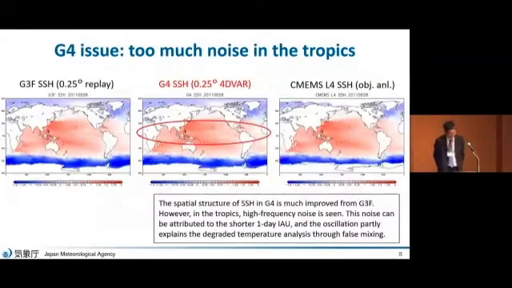So the issue of the G4 system is there is too much noise in the tropics. Although the movie is not very smooth, the spatial structure of SSH in G4 is much improved, especially in the mid-latitude. However, in the tropics, there is high-frequency noise. This can be attributed to one-day IAU, which is much shorter than the 5-day IAU used in the current system. And the oscillation partly explains the degraded temperature analysis through false mixing.